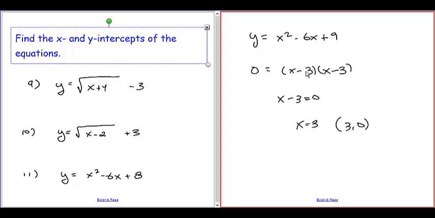So there's 1 x-intercept, (3, 0). It's a repeating one. And what that means is that the function is going to look something like this. It just touches the x-axis. It doesn't actually cross the x-axis. So that's the case of 1.